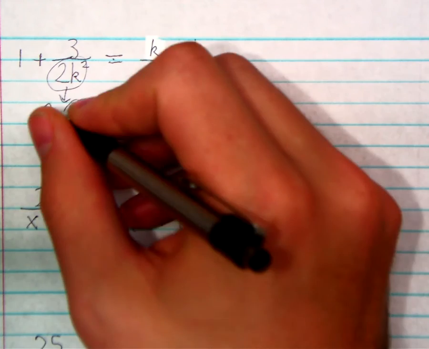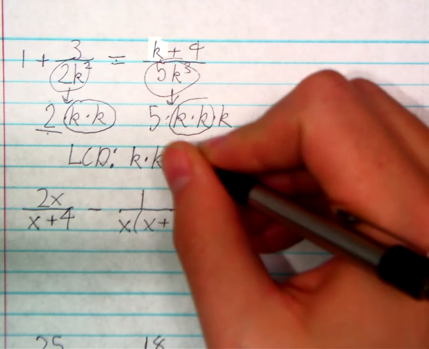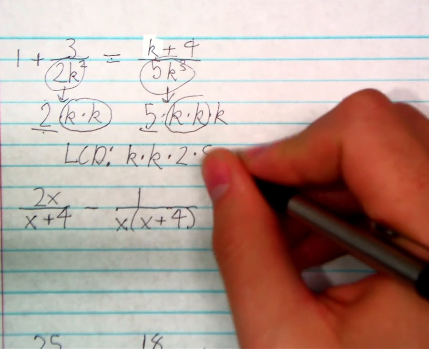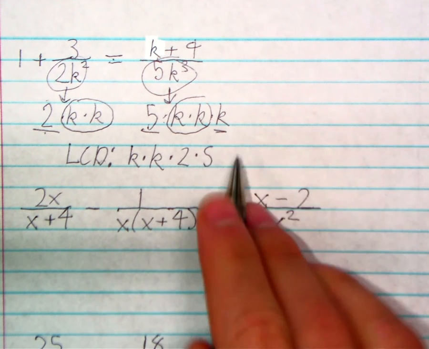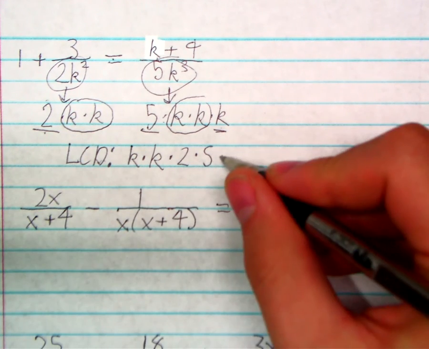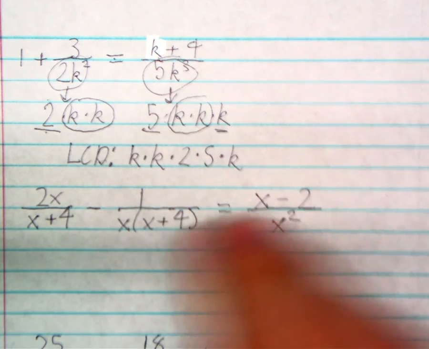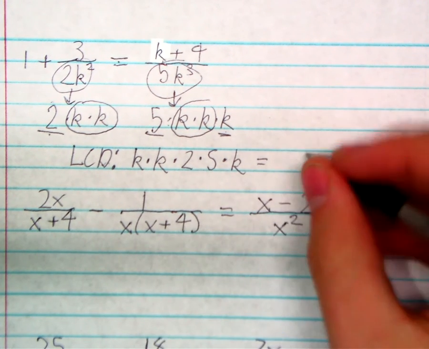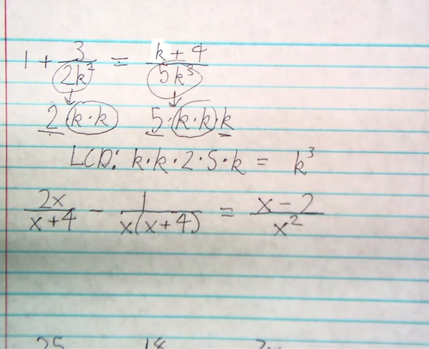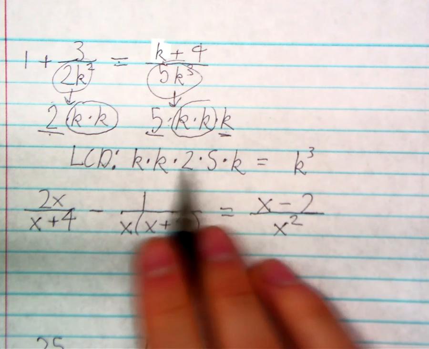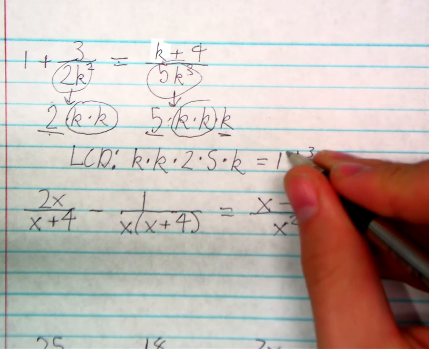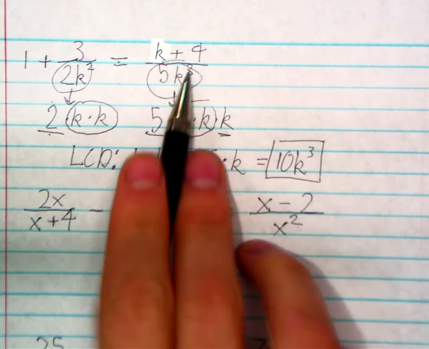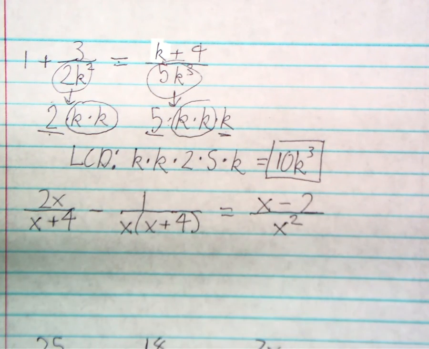So I need a 2, right? I need a 2 times 2. I need a 5 times 5, and I need a k. There's another k here that didn't match. I need that too. So how many k's do I have here? I've got 3 k's multiplied together. That's k to the 3rd power. And what are my numbers that are multiplied together here? 2 times 5, that's 10. So my least common denominator, what I'd have to multiply by both sides of my equation, is 10k cubed.